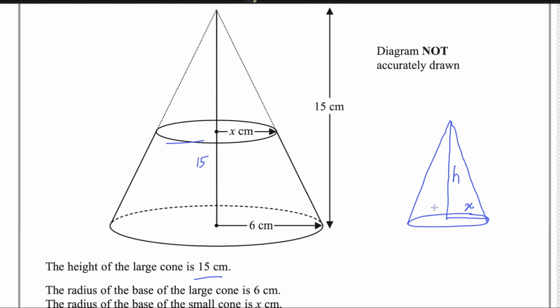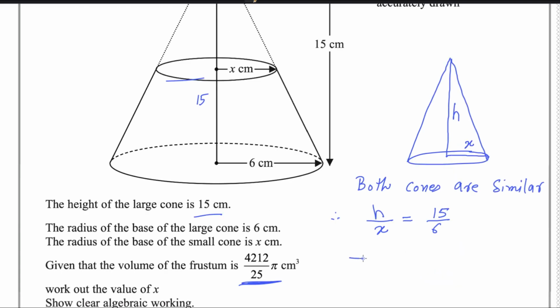Both cones are similar, therefore their corresponding ratios will be the same: height to radius for this cone equals height to radius for the other cone. So we can write h over x will be equal to 15 over 6. We can get the value of h from here. We can simplify them, 5 and 2. So h will be equal to 5x over 2.